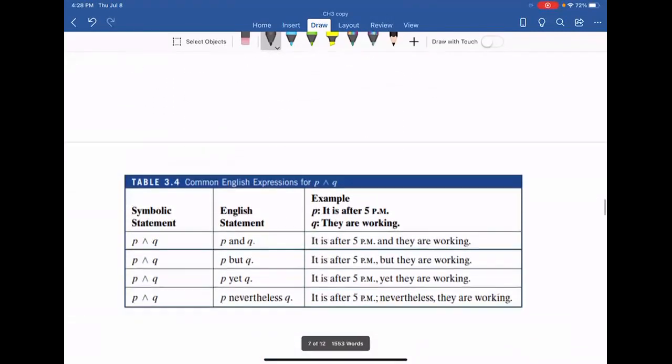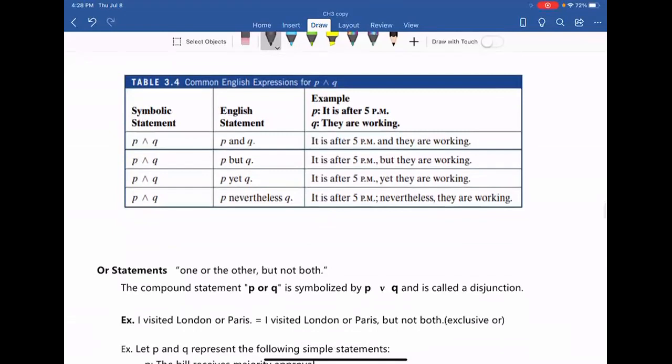Next part: the common English expressions for P and Q. Actually, we have many ways in English to express P and Q. We can say P and Q. The example: it is after 5 p.m. and they are working. Another way to express the same symbolic form is P but Q: it is after 5 p.m. but they are working.